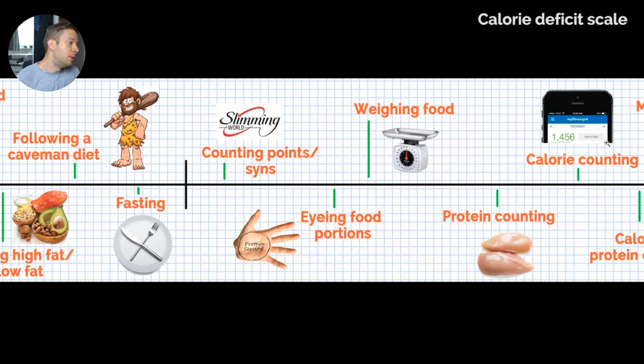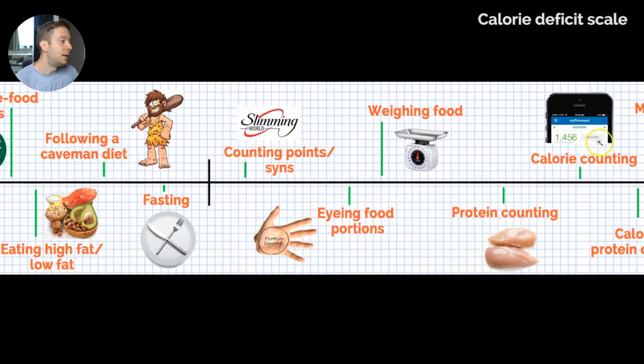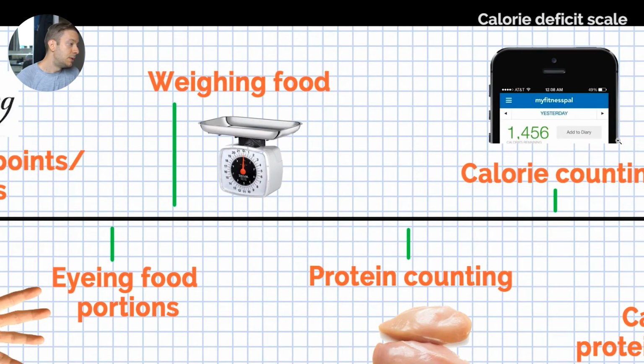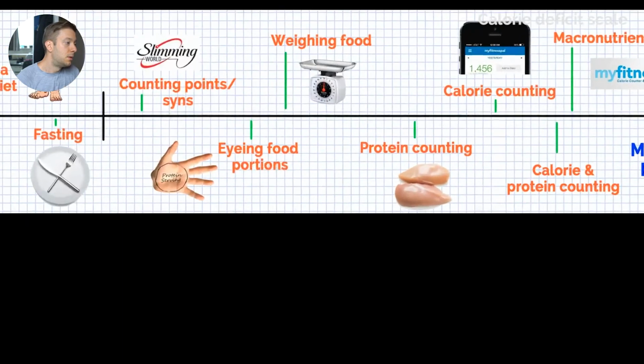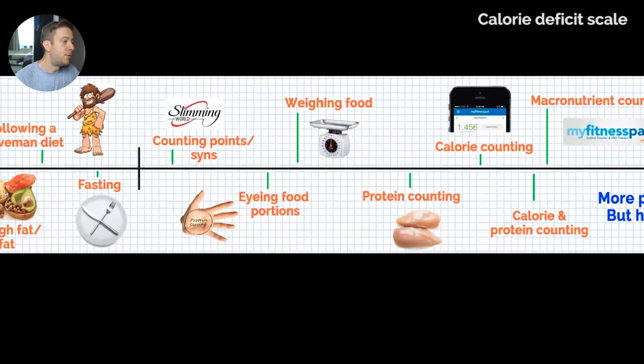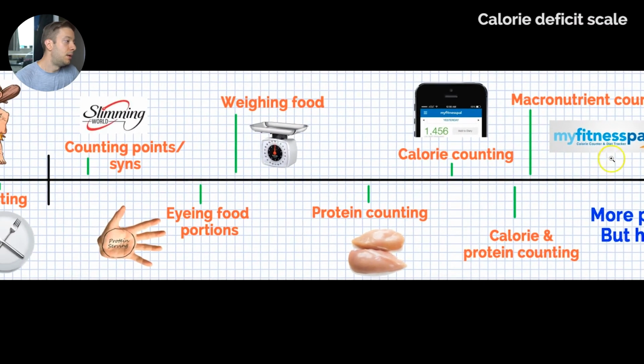That's actually putting the amount of calories you're eating into an app like MyFitnessPal and counting them. And then we've got calorie and protein counting: making sure you're consuming fewer calories than your body needs, but also within those calories eating enough protein. And then at the end, we've got macronutrient counting. That would be eating the right amount of calories, but also the right amount of proteins, fats, and carbohydrates.